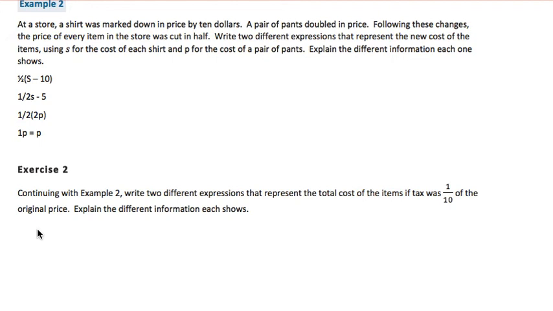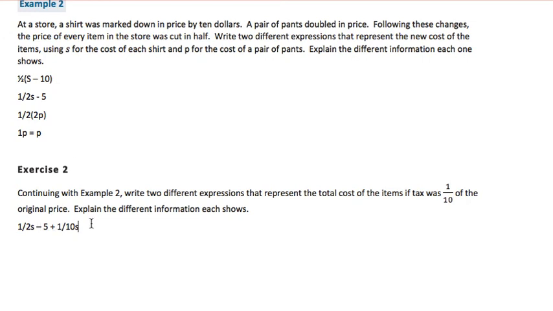Continuing with example 2, we're going to write 2 different expressions that represent the total cost of the items if tax was 1/10 of the original price. So starting with the price of our shirt, we have 1/2 S minus 5, because that was the price after we distributed everything. And then the tax will be 1/10 S.